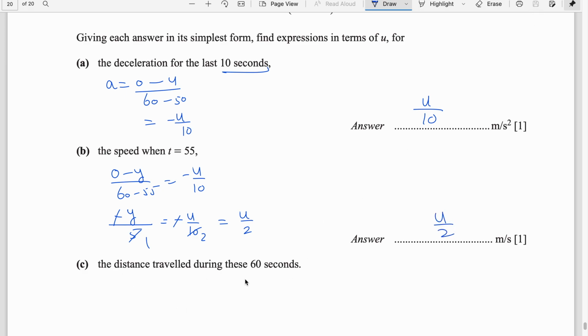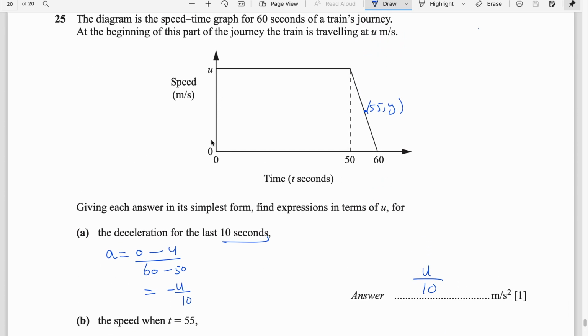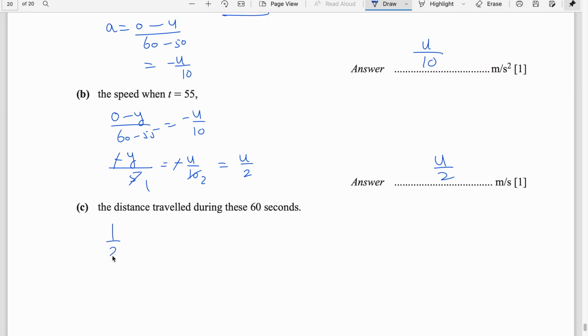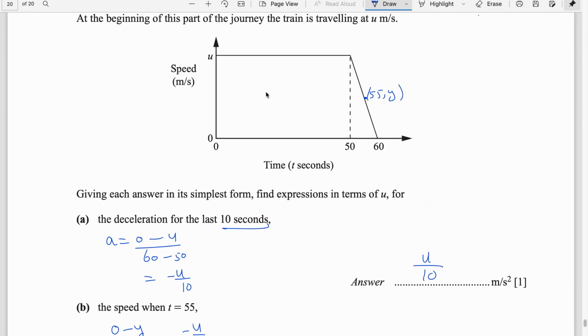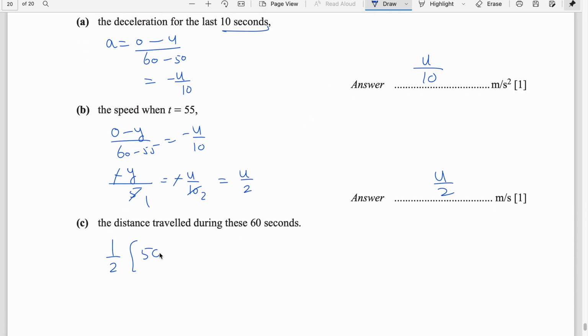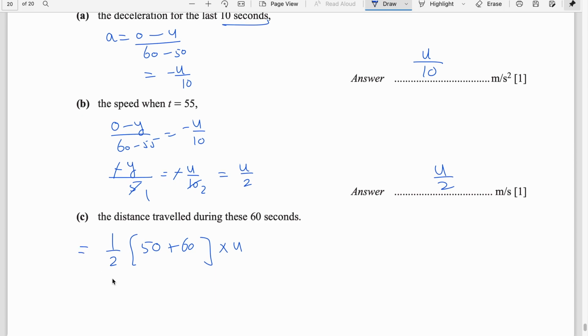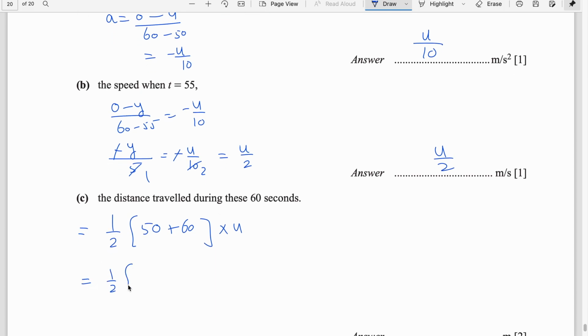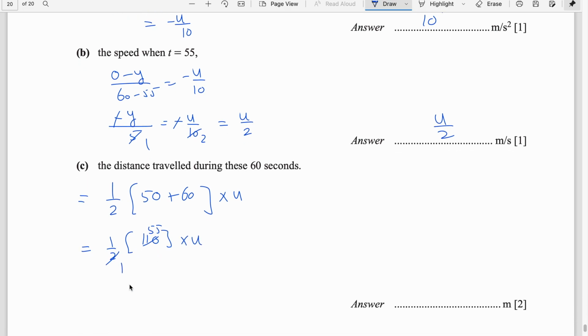The distance traveled during these 60 seconds. Distance traveled is the area under the graph. This is a trapezium. 1 by 2 into the sum of parallel sides, which is 50 and 60. 50 plus 60 times height, that is u. So 1 by 2, 110 into u, 1 times and 55. So this is 55u.